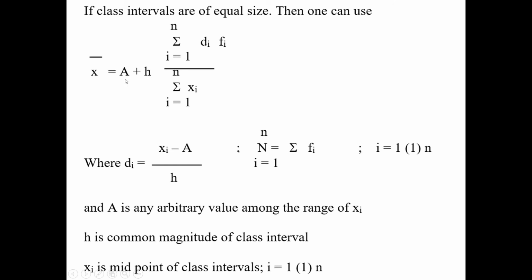A, we already explained, is the arbitrary value among the xi. So here di is (xi minus A) divided by h. H is the common magnitude of the class interval. That's what we say, class intervals should be of equal size. For unequal classes, this formula won't work. So di is equal to xi minus A, and xi is the midpoint of the class interval. So computed x bar is equal to A plus h times the summation of i is 1 to n of di fi, divided by capital N, the sum of frequencies.